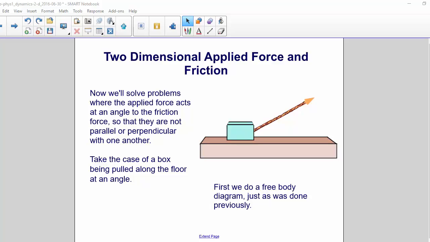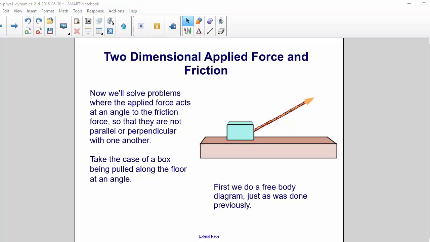Two-dimensional applied force and friction. Now we'll solve problems where the applied force acts at an angle to the friction force, so they are not parallel or perpendicular with one another. So take the case of a box being pulled along the floor at an angle.